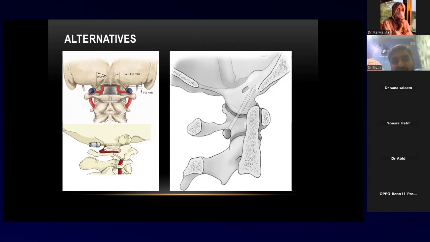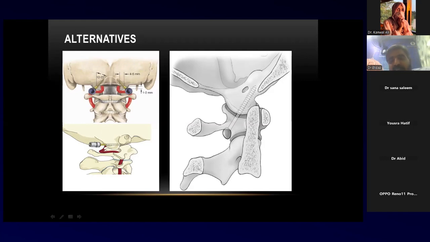What will the trajectory be? The trajectory will be similar to that of C1, about 12 to 15 degrees medially, and you have to go superiorly. Then you place that screw in the condyle area. The C1 screw will be in the same way, like the lateral mass screw or the pump technique we have discussed previously. So these are called condyle C1 polyaxial screws.